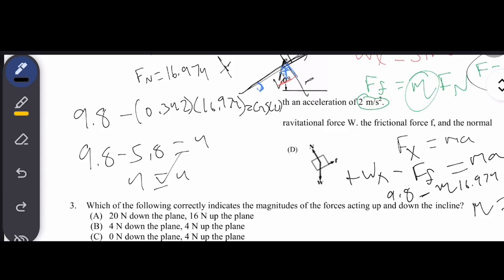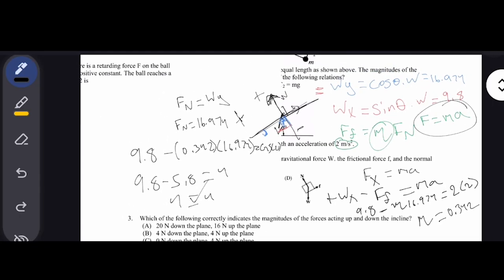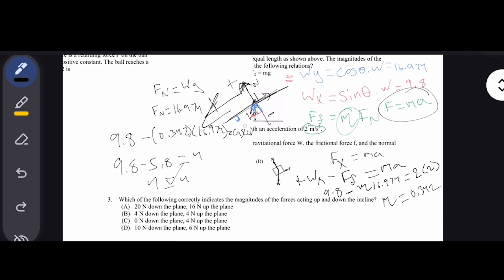So now that we know that, we have to remember what the question was asking in the first place. Question 3 is saying, which of the following correctly indicates the magnitudes of the forces acting up and down the incline? And if we remember our diagram, we said acting down the incline is positive and acting up the incline is negative. So we need to find what positive and what negative forces are acting on it, and we have to associate that with our direction. And since we said positive is acting down the incline, our positive force is going to be what's acting down the plane, and our negative force is going to be what's acting up the plane based off our direction.